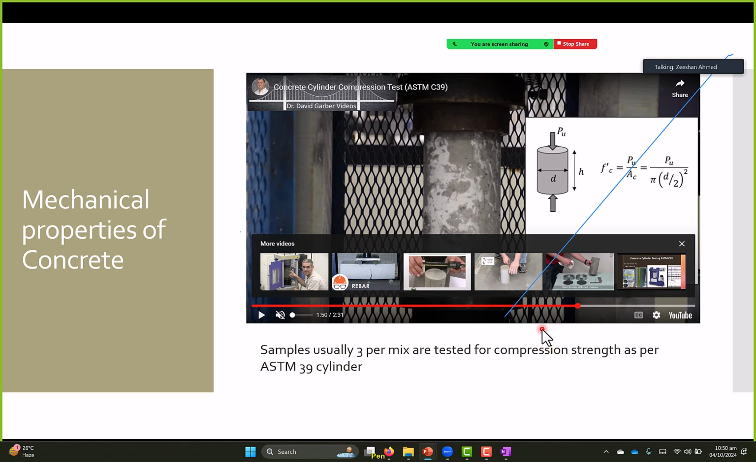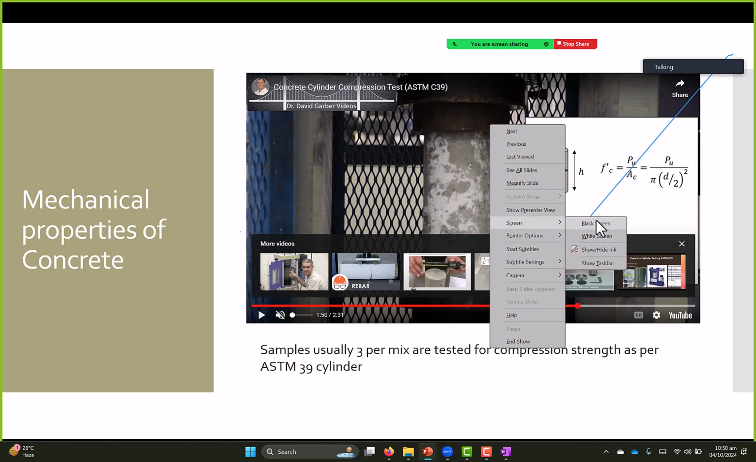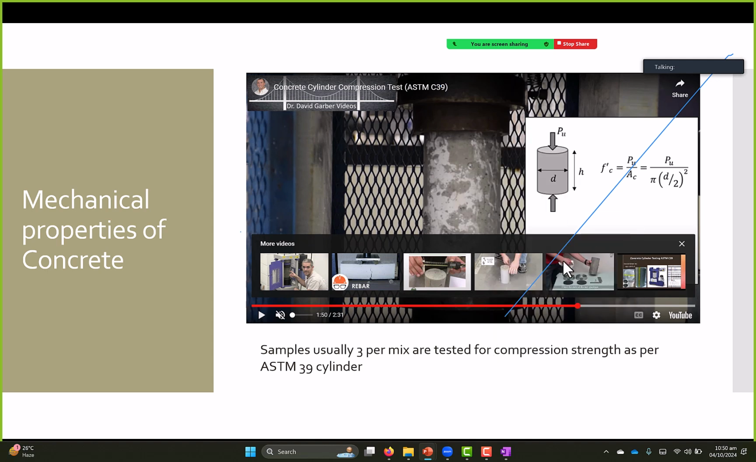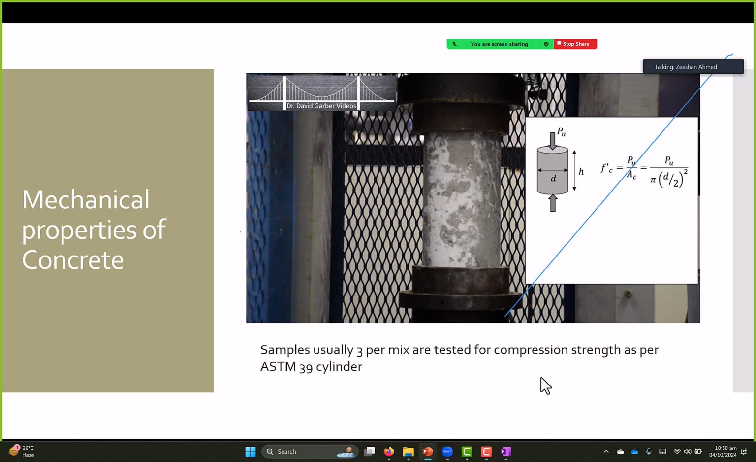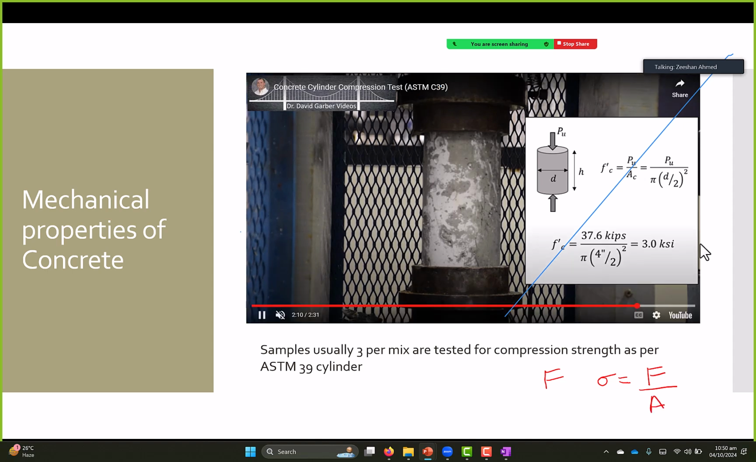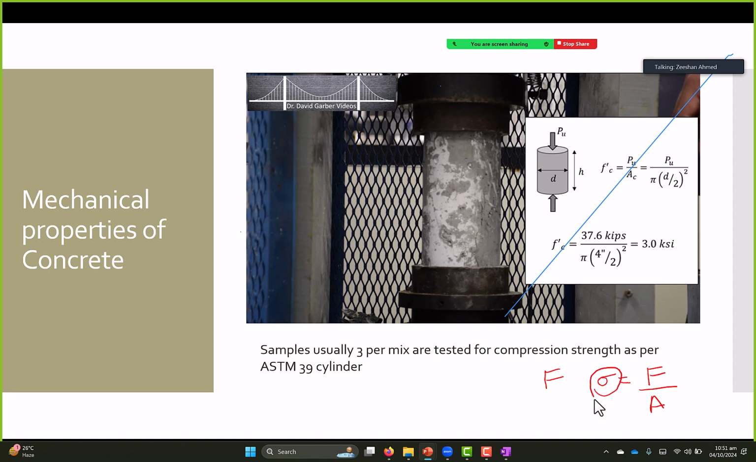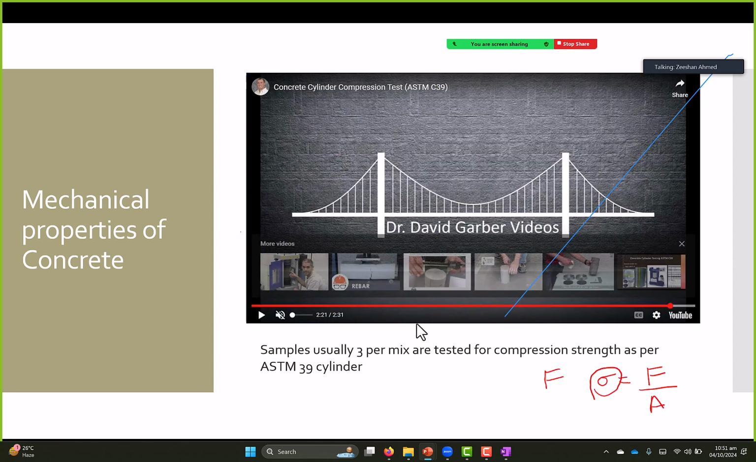If you look at it, this is basically F. You can't write on this. PU is F. And what he's doing is stress equals force over area. This is the area of the cylinder. You can see this part? That's the cylinder. What the stress value gives you is the strength of the concrete in PSI.